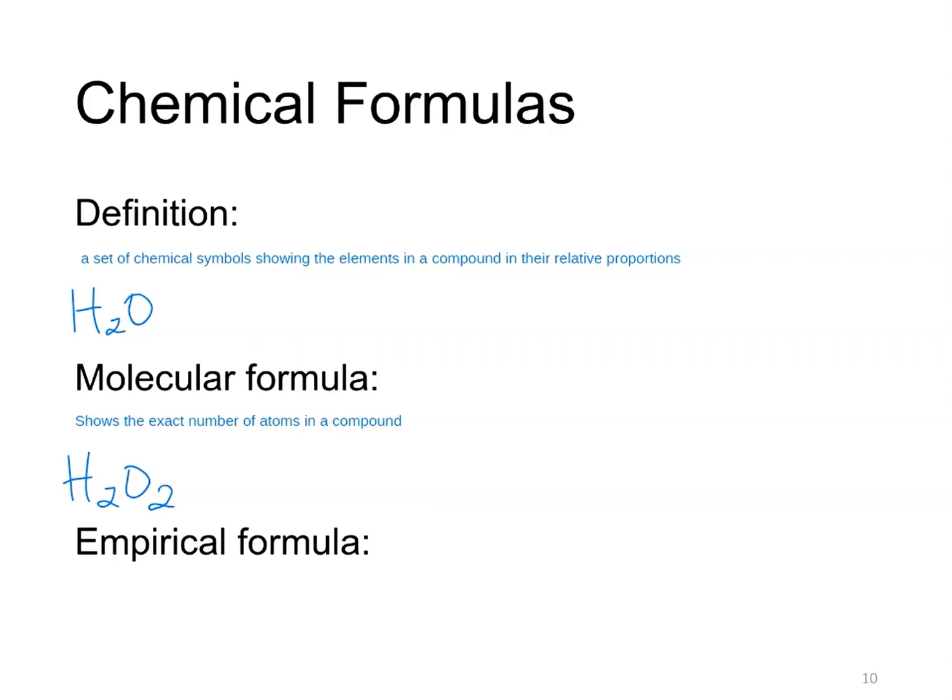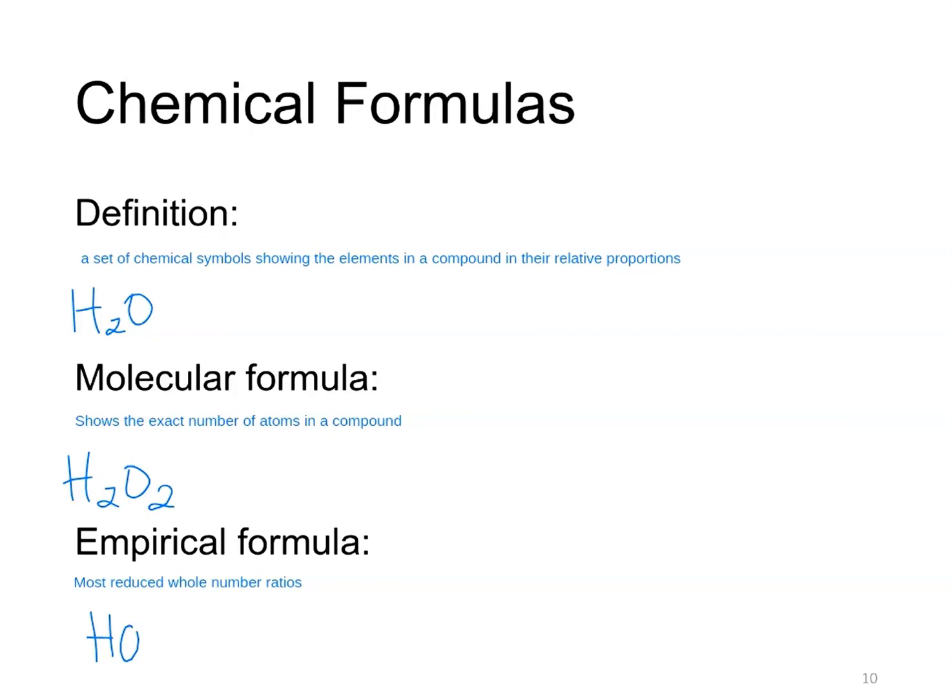But an empirical formula takes the molecular formula and it lowers it down into the most reduced whole number ratios. So looking at hydrogen peroxide again, since we have 2 of each, we can divide by 2, and our empirical formula in this case would just be HO. So everything is reduced down as far as possible. Now, in some cases, the empirical formula and the molecular formula are the same, but not always. So we need to be familiar with the idea of reducing.